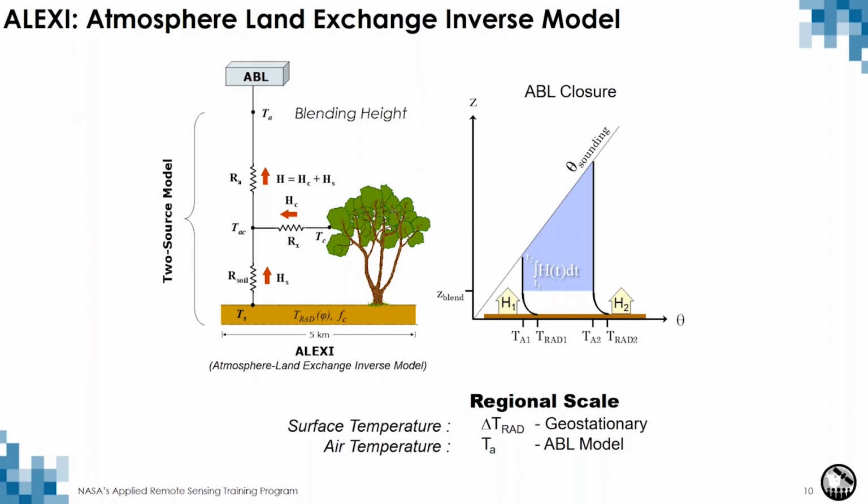And so this coupling of the boundary layer model allows us to keep these two systems in balance, and gets us away from having to measure that temperature at the blending height. And that's really one of the main additions of what essentially has become this model that we've been developing in the 90s and is still used today.